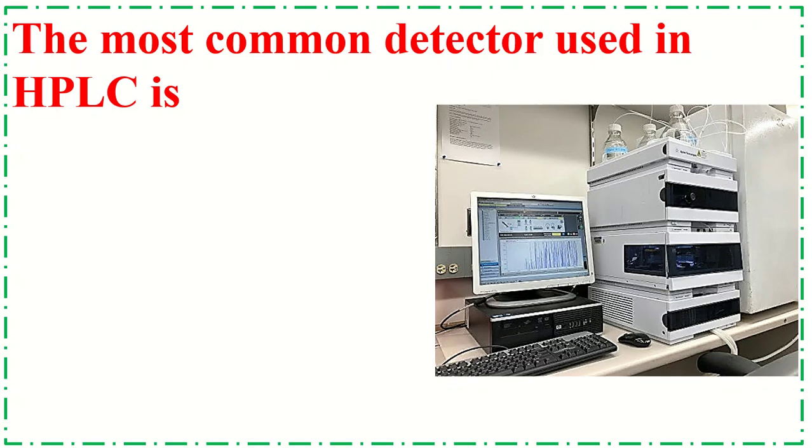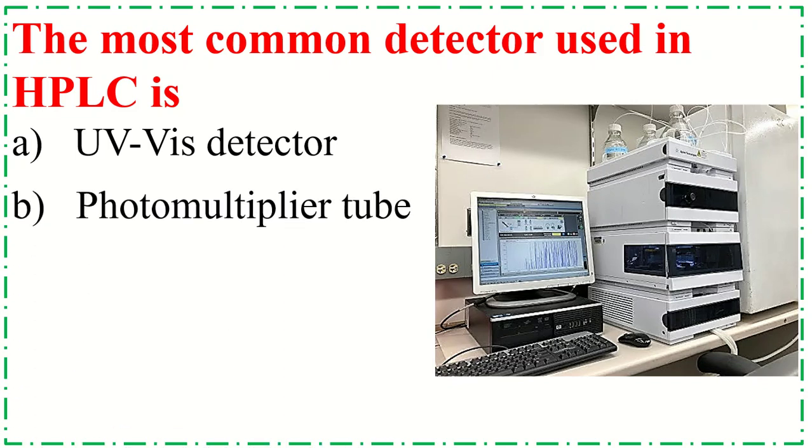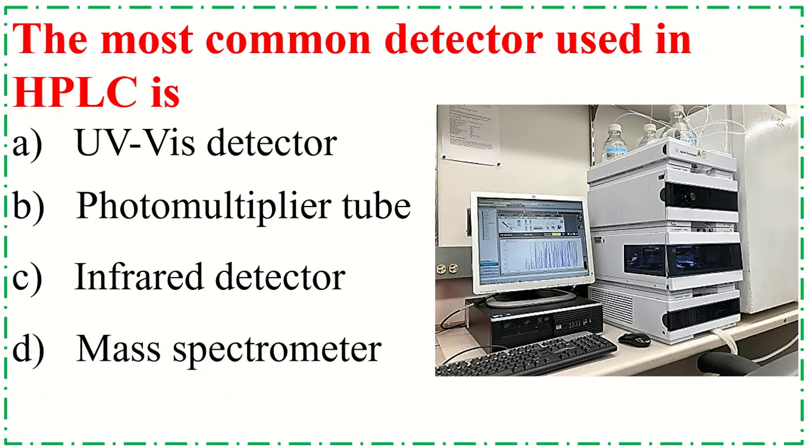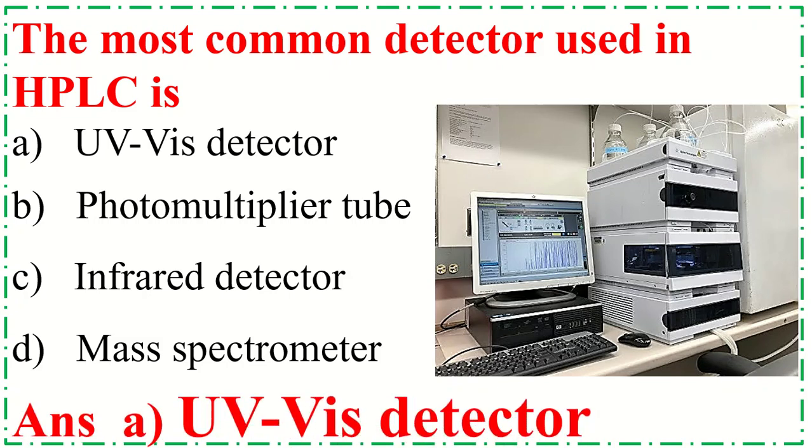The most common detector used in HPLC is option A UV visible detector, B multiplier tube, C infrared detector, option D mass spectrometer. Correct option is A UV visible detector.